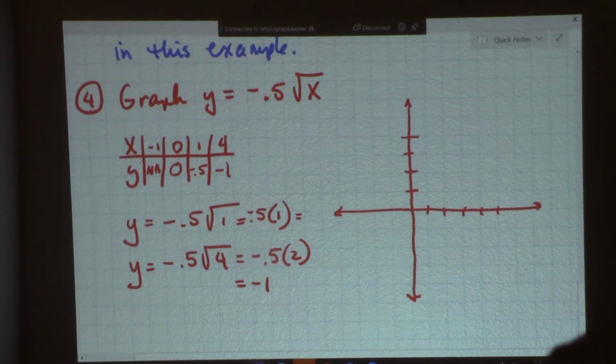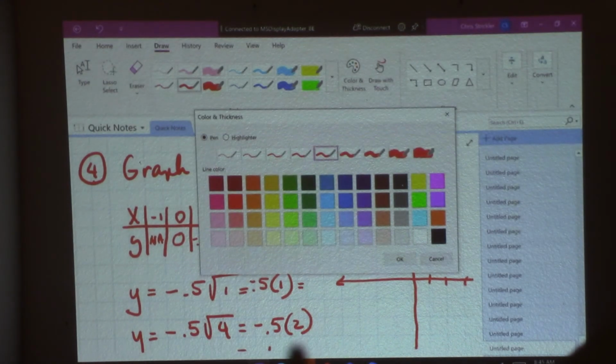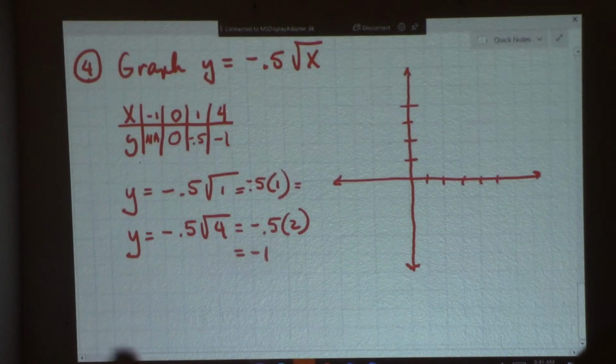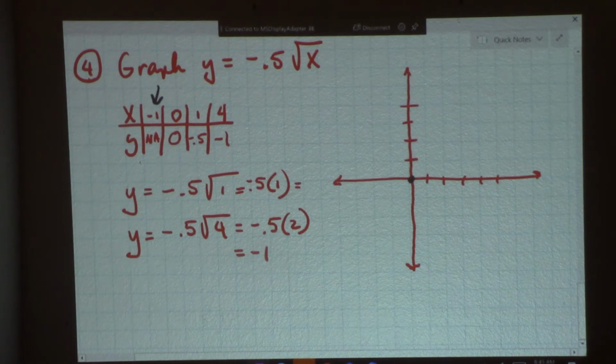Okay, so let's graph this. What color will we choose this time? How about black? Okay, now I can't have a negative under the square root, so that is just not available. That's imaginary. And I have 0, 0, 1, negative 0.5, and 4, negative 1. Okay, so my graph goes down like this.